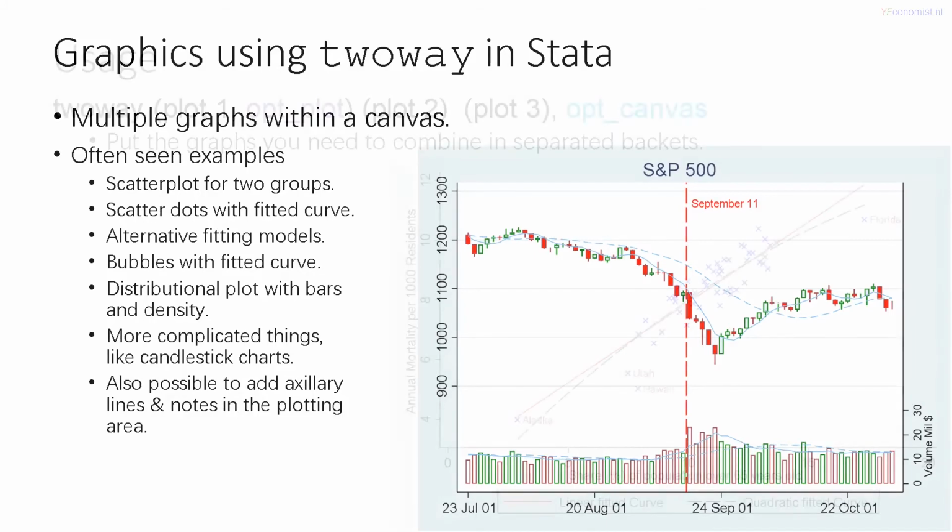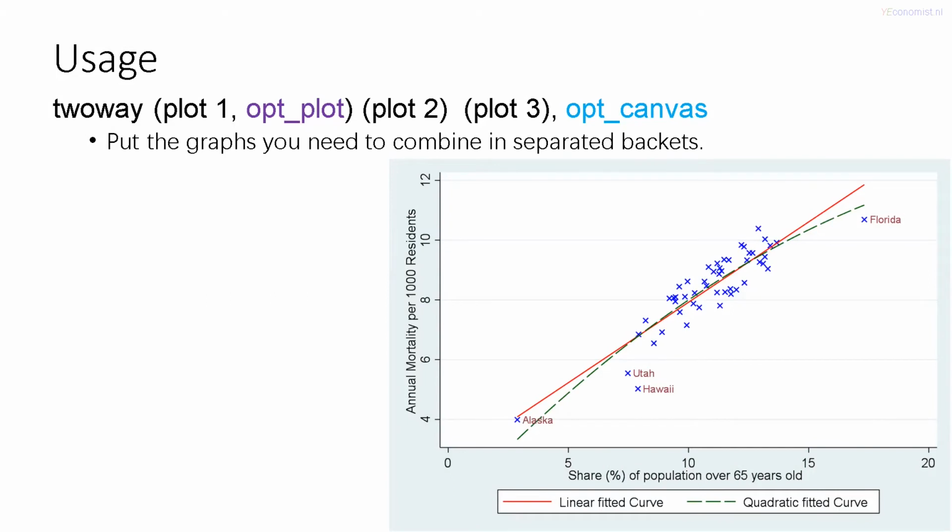Now we look at the grammar of the twoway command. The basic grammar is not difficult. If you know the graphs to be combined, then what you do is start with twoway and then just put the commands of each individual plot inside brackets. But in order to control the behavior of the plot, you often need to add additional options. And then the thing you need to watch out for is the position where an option should be added.